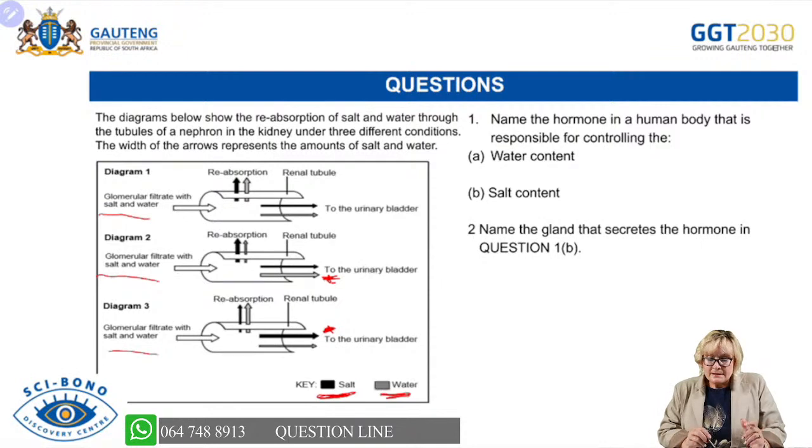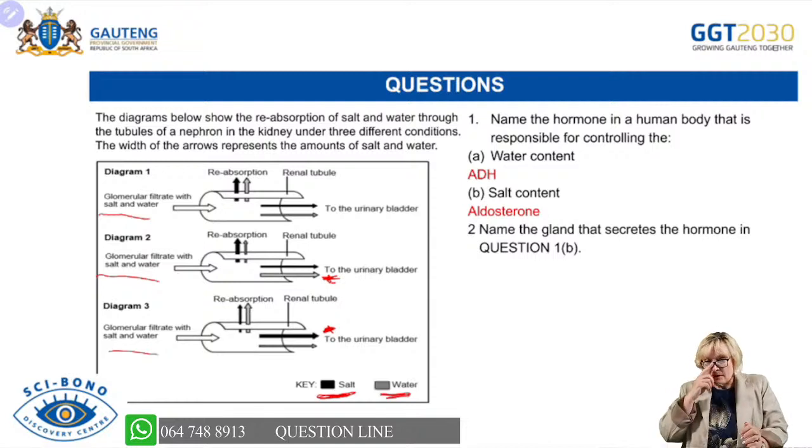Now they're asking us, name the hormone in the human body that is responsible for controlling the water content. You must know it by now, because we've done a lot of that, and that is ADH. And then which hormone is controlling the salt content in your body? It is aldosterone. And then they say, name the gland that secretes the hormone in question 1b. Question 1b was aldosterone. Which gland is secreting aldosterone? It's sitting like a cap on top of your kidney. It is the adrenal gland.